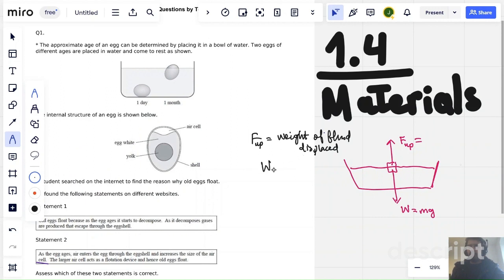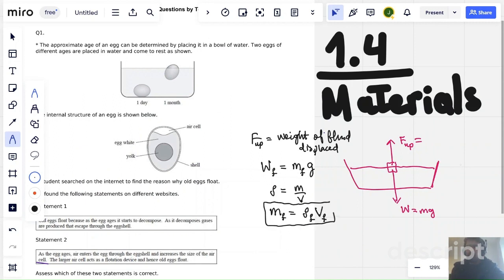Well, the weight of the fluid will be the mass of the fluid which is displaced times acceleration due to gravity. Now, in order to calculate the weight of the fluid, we need the mass of the fluid. How can we find the mass of the fluid? For this, we need the equation of density. Since density is mass per unit volume, if you rearrange this equation for mass, you will get that the mass of the fluid is just equal to the density of the fluid times the volume of the fluid.